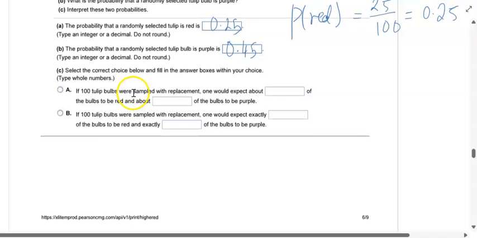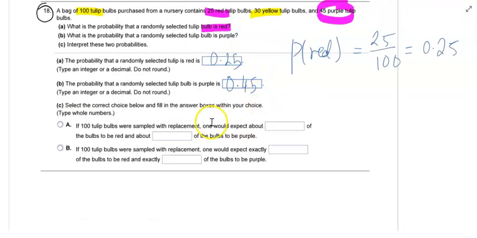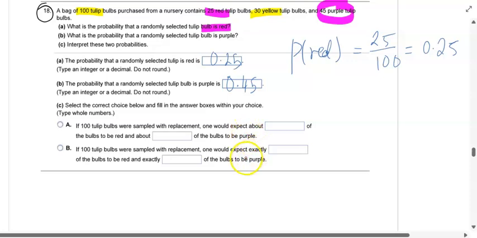And here for part C, select the correct choice below and fill in the answer boxes within your choice. Notice that in part C, we interpret the part A and B probabilities. And as I mentioned in the previous problem, we exclude this choice because of the word exactly. Exactly is not the correct interpretation in terms of probability. Therefore, we use expect. Okay, and therefore the answer must be choice A.